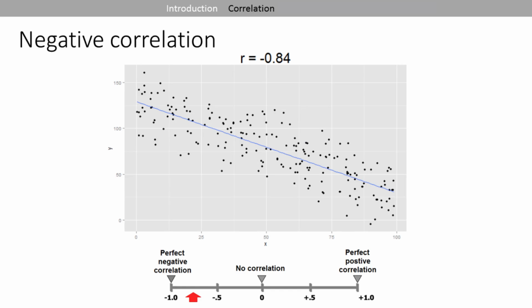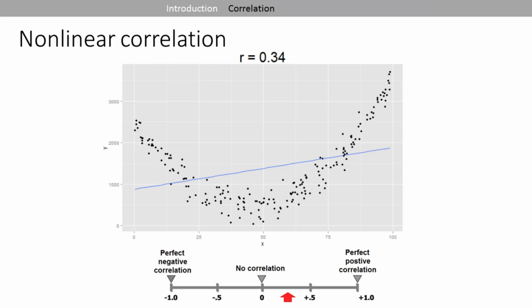And here we have a negative correlation, and of course it's the reverse of the positive correlation. Who would have thought? R is -0.84, which means the slope is at a downward angle. As the numbers of one variable go up, the other ones go down. So there is a negative correlation between the two variables.